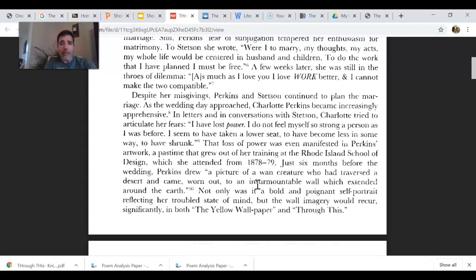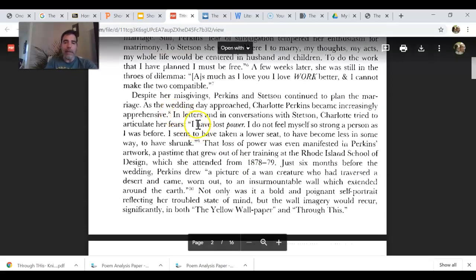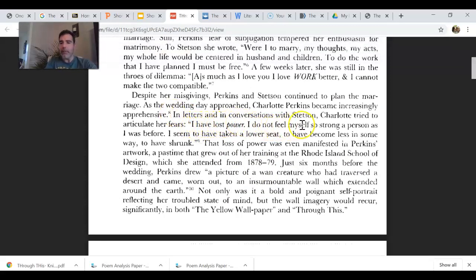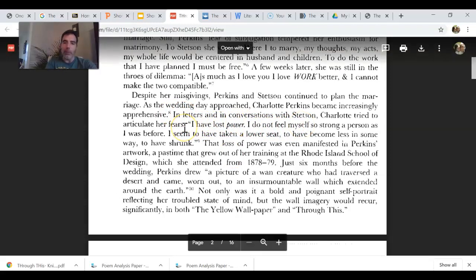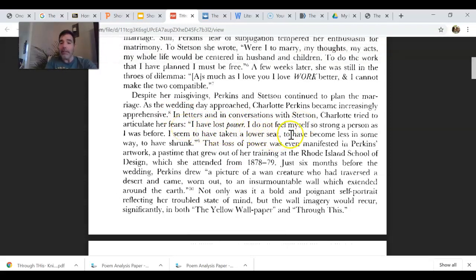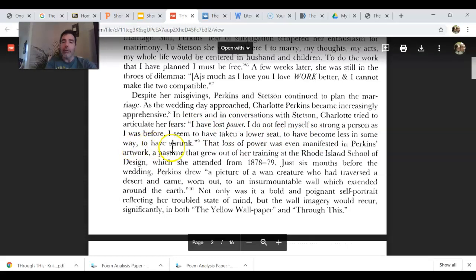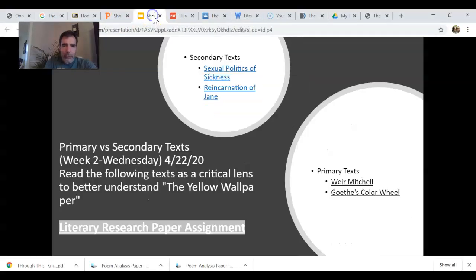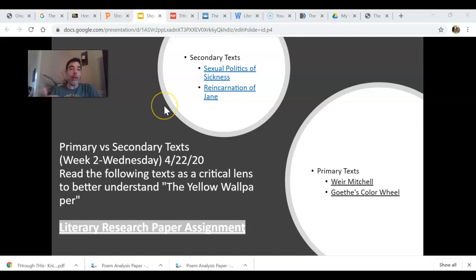And so she continues here, and if you read, it says, "I have lost power. I do not feel myself so strong a person as I was before. I seem to have taken a lower seat, to become less in some way, to have shrunk." And so we see this loss of power. If I go back to our presentation here, we see this loss of power throughout The Yellow Wallpaper.